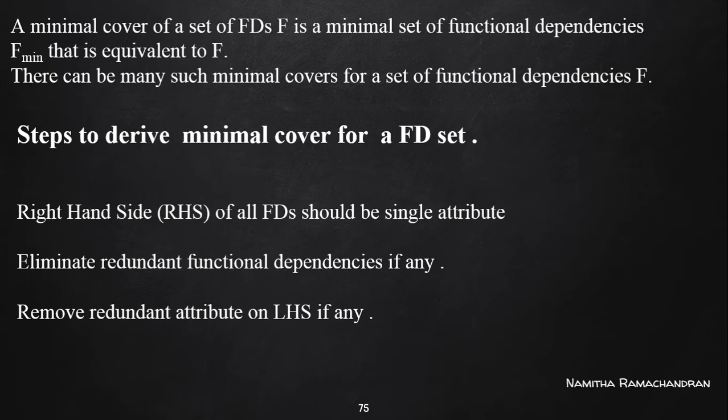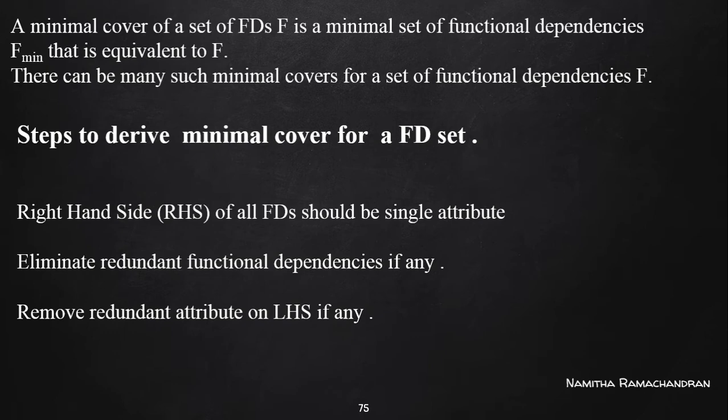A minimal cover of a set of functional dependencies F is a minimal set of functional dependencies F min that is equivalent to F. That means you are provided with a set of functional dependencies. We can call it F now. And take some dependencies from this F, and that subset is called F min. If this F min can perform all the activities equivalent to this F, then this F min forms the minimal cover of F.